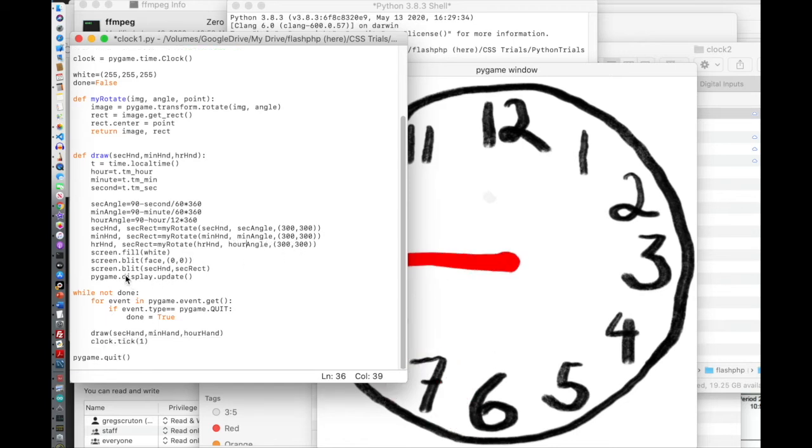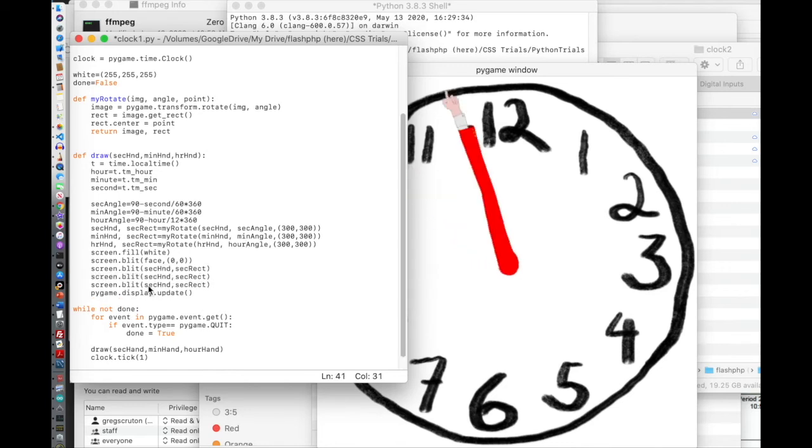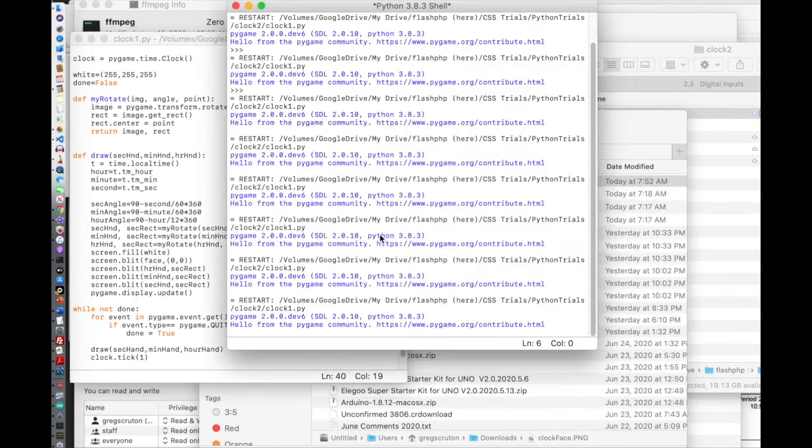I want to draw the second hand last. Because I want it to draw last, I'm going to make this one the hour hand, HR hand, this one the minute hand, min, like that. And then it draws the second hand. Let's save that and run that.